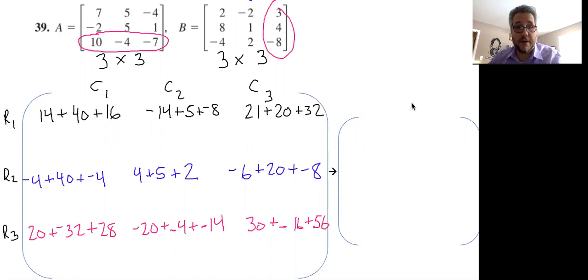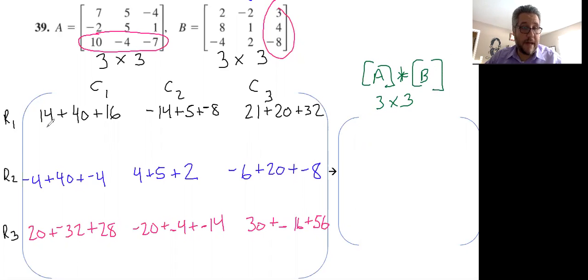Let's write out the answer, which is still a 3 by 3. This is the result of multiplying matrix A times matrix B. Let's sum everything up and get our final elements here. We've got 14 plus 40 plus 16, which should be 70. -14 plus 5 plus -8 should be -17. And 21 plus 20 plus 32 should be 73.